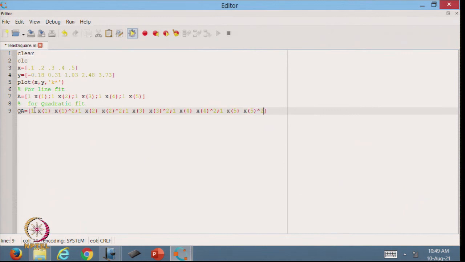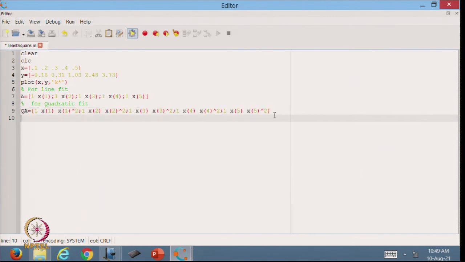So, this is my quadratic fit. Then I write the right hand side vector. So, I just write b is equal to, so that is basically my y. So, y I have written in the row form, so I will just take the transpose of that one. So, this will be my y.